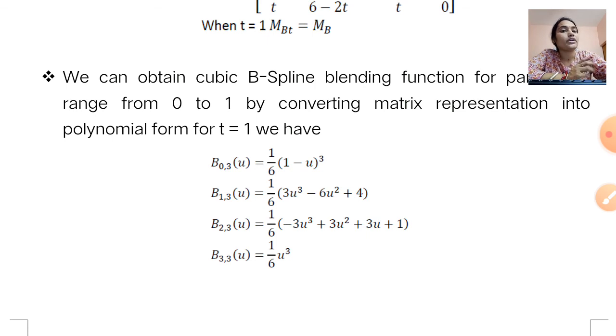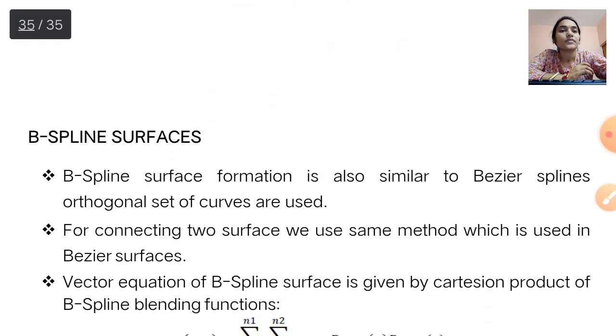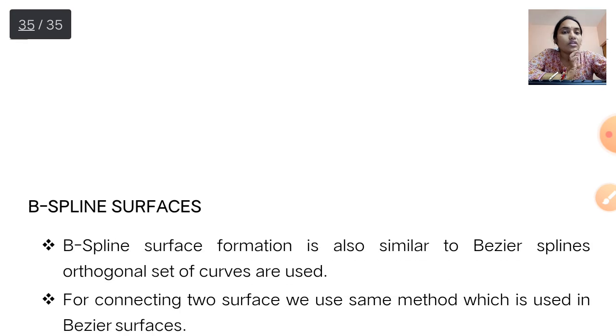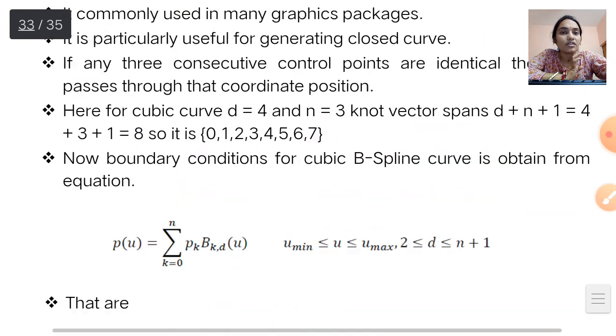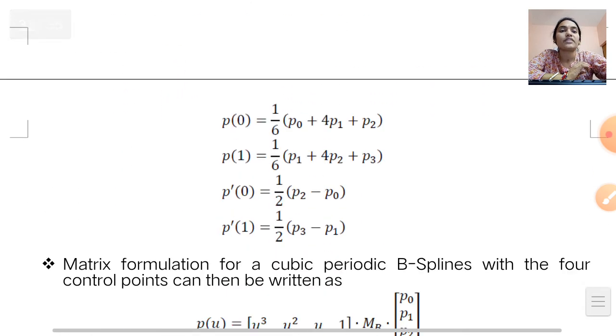Then the third one is b2 comma 3 of u equals 1 by 6 into minus 3 u cube plus 3 u square plus 3 u plus 1. And the last or ending control point is b3 comma 3 of u equals 1 by 6 u cube. In this way we find the matrix representation of the polynomial form for T equals 1. So this is your cubic periodic B-spline curve.